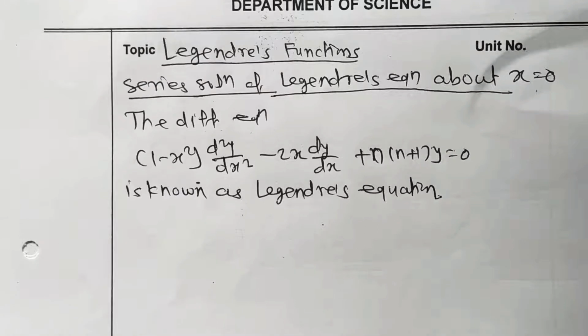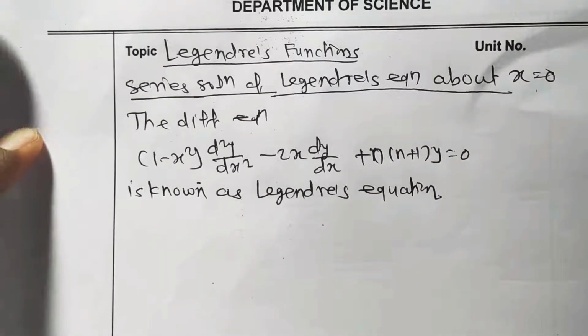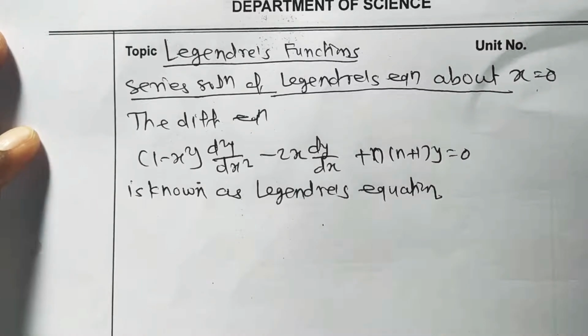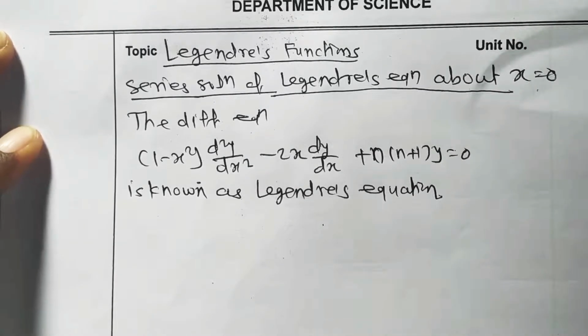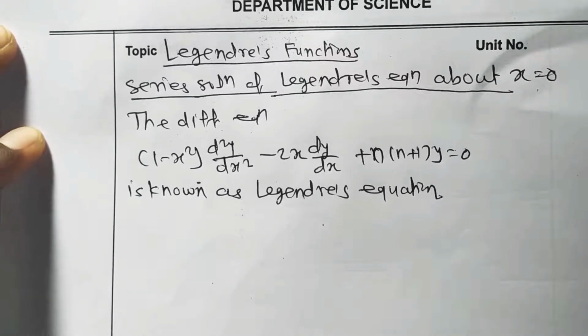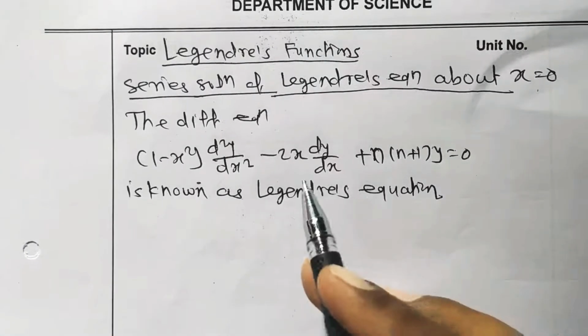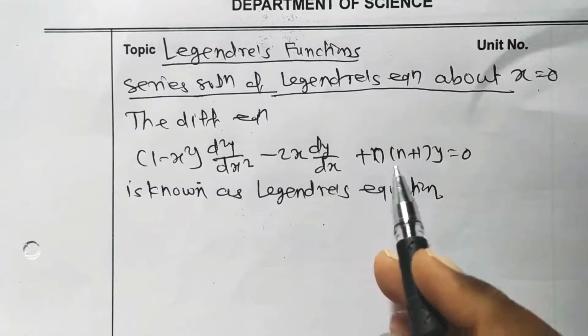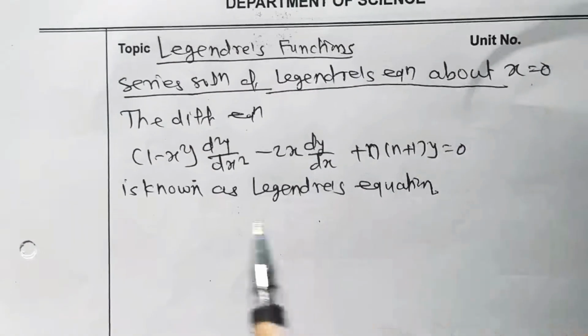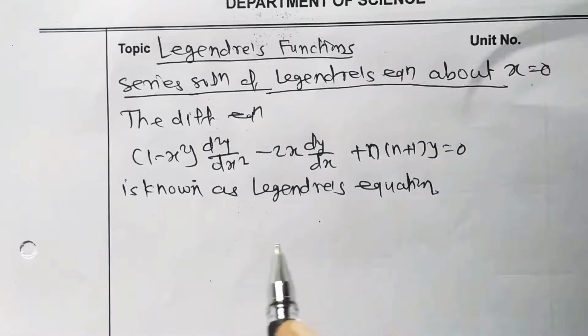Our next topic of syllabus is Legendre's function. This is the last topic of this unit, that is series solution of differential equation. In this topic we will take only series solution of Legendre's equation about x equal to 0, that is an ordinary point. So first, what is Legendre's equation? The differential equation (1 minus x square) d2y by dx square minus 2x dy by dx plus n(n plus 1) y equal to 0 is known as Legendre's equation.